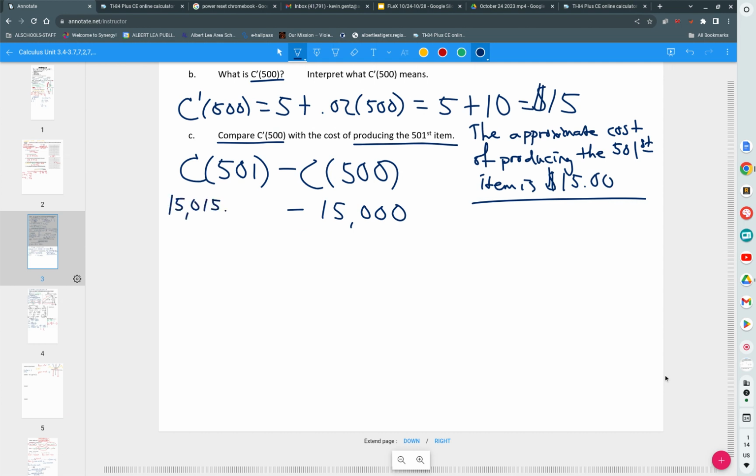15,015 point, was it 10 or 01? 01. So if you subtract those, everybody agree that you get $15.01. So this is not an exact cost, but it is a pretty close cost, isn't it? So the marginal cost function, the derivative, can be a powerful thing when we're talking about economics.